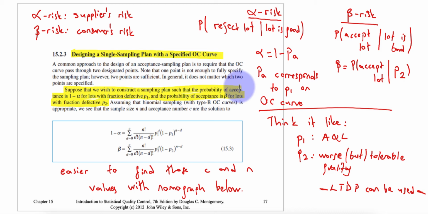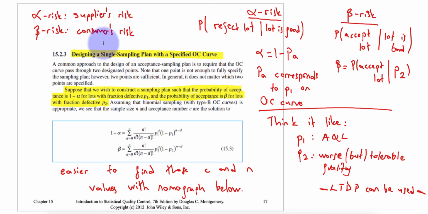We can also call the alpha risk the supplier's risk and the beta risk the consumer's risk, because alpha risk is the supplier's risk: we reject the lots even if they are good, and the supplier needs to handle them. The supplier must take the burden of this risk, but beta risk is about the consumer, because the consumer will be the one accepting the lot even if the lot is bad. So this risk is on the consumer and alpha risk is on the supplier.